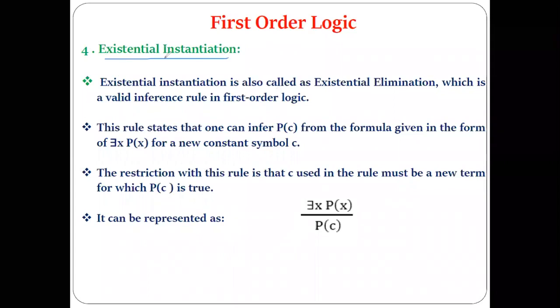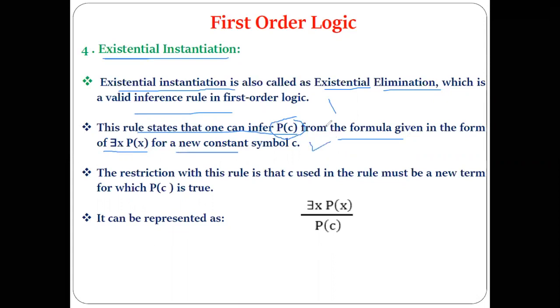See, the last rule is what? Existential instantiation. Now this existential instantiation is also called existential elimination, which is a valid inference rule in FOL. Now let's see what exactly this rule says. This rule states that we can infer P of C from the formula given in the form of there exists x, P of x, for any new constant symbol C. It is just the reverse of our previous rule. If this is given, then from that we can get this. Simply put. So now let's see it with an example.